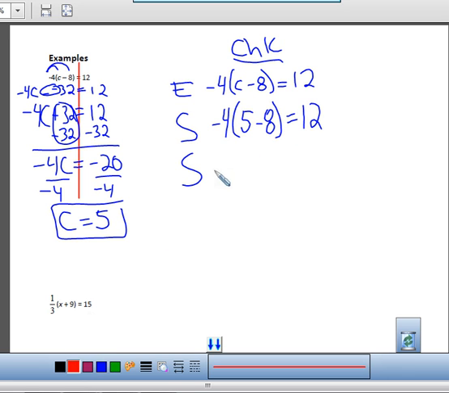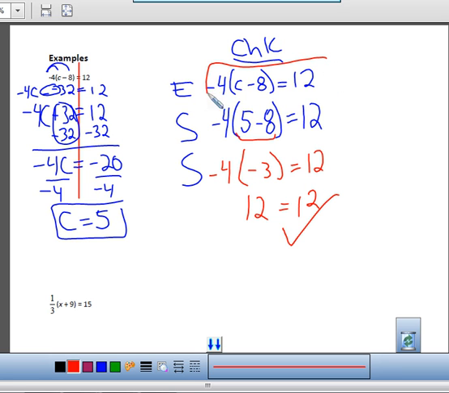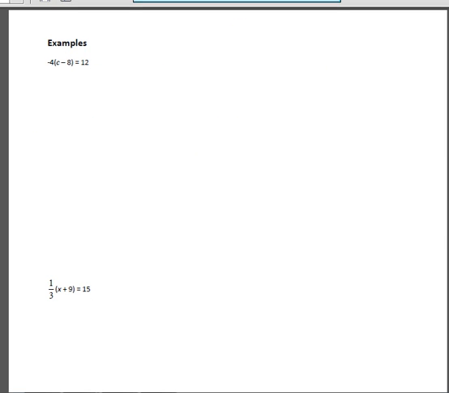I'm going to solve this using PEMDAS. So I'm going to do 5 minus 8. So negative 4 times, 5 minus 8 is negative 3. And then a negative times a negative is a positive. 4 times 3 is 12. So 12 equals 12. And it checks. Alright. Now, the key is to make sure you do the check with the original equation. I've said this many, many times. So don't let me catch you making that mistake. Or if you do make that mistake, share it and say what you did.